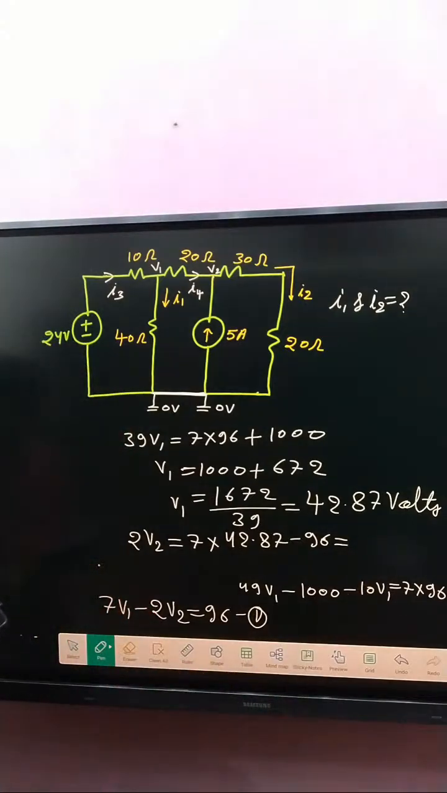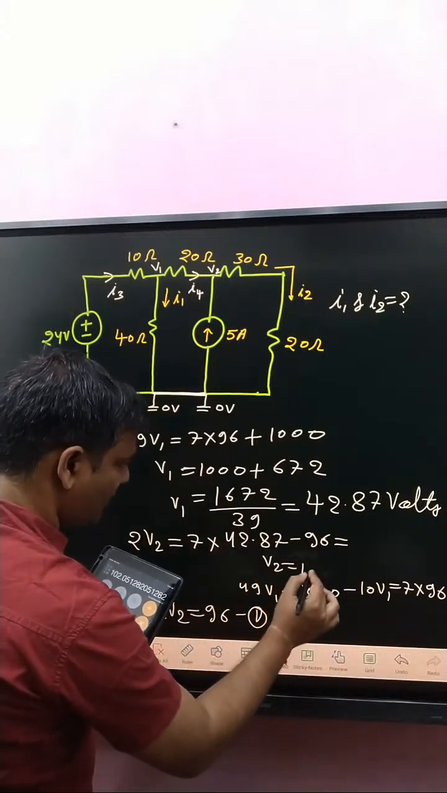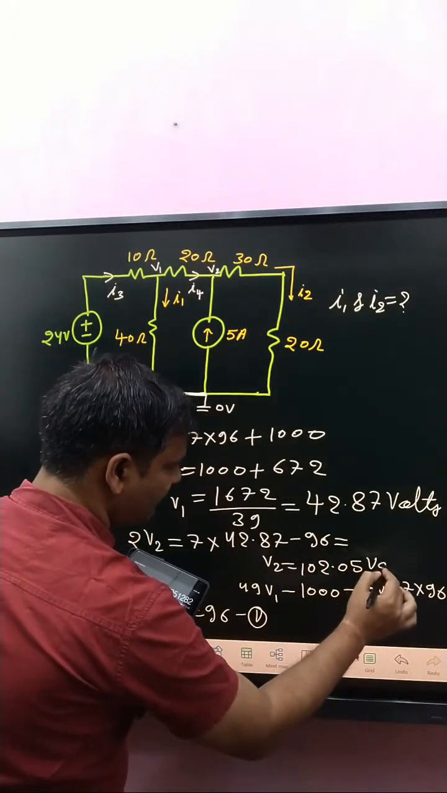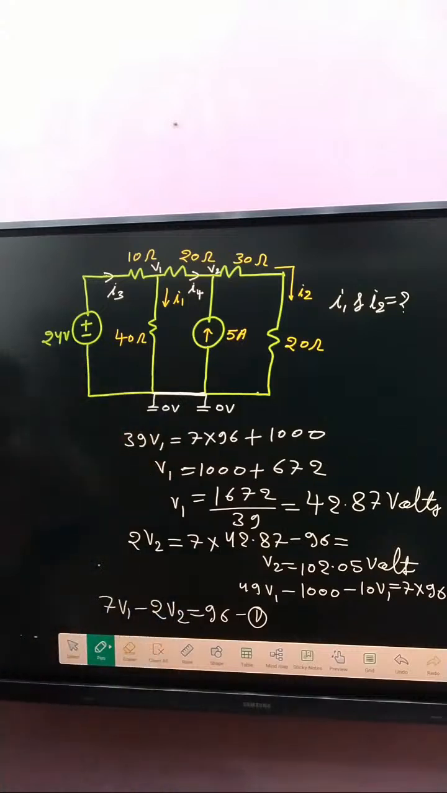Into 7 minus 96 divided by 2. Then how much? So finally V2 is how much? 102.05 volt. So V1 and V2 we got like that.